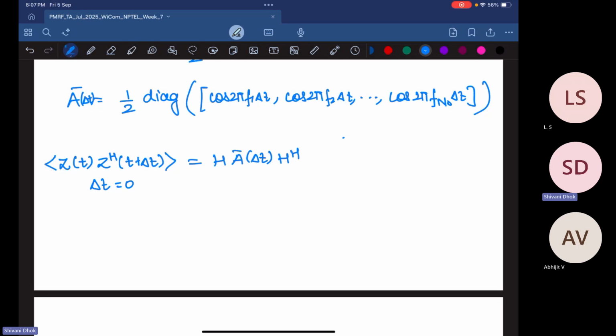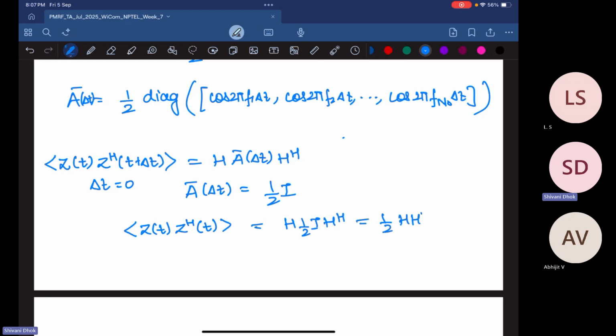If I have delta t equal to 0, then A bar of delta t is equal to half into an identity matrix. I'll get back to this. I'll solve it for a generalized case and post it in the group. I have lost the solution, it seems. So this thing comes out to be equal to H into half of identity matrix into H Hermitian, which is basically half of H into H Hermitian, which is equal to half into identity matrix.